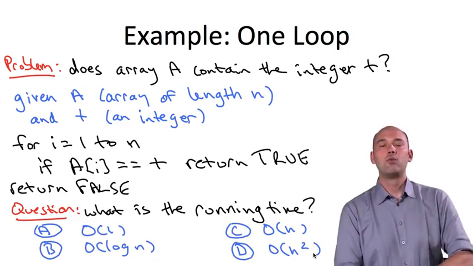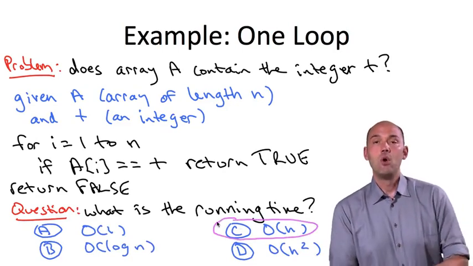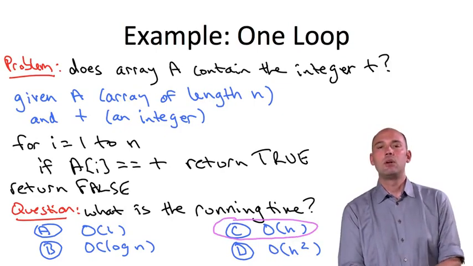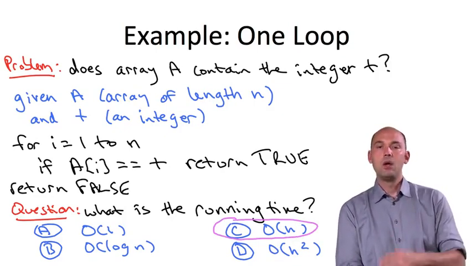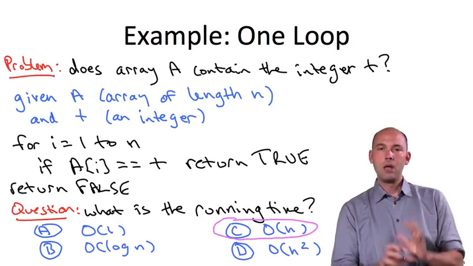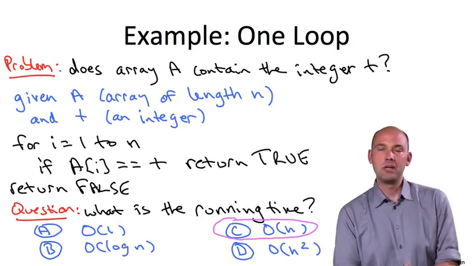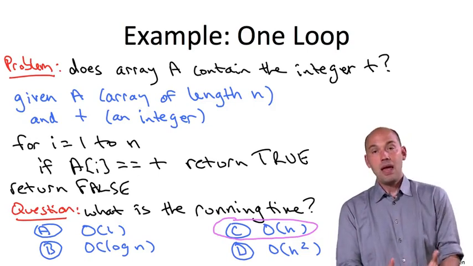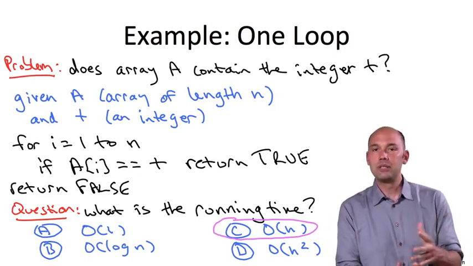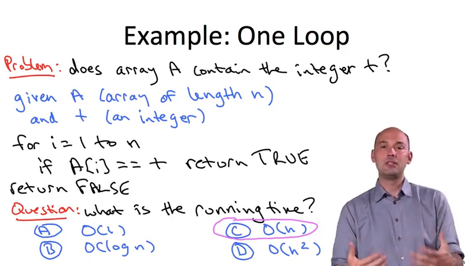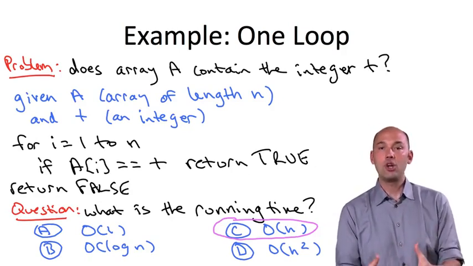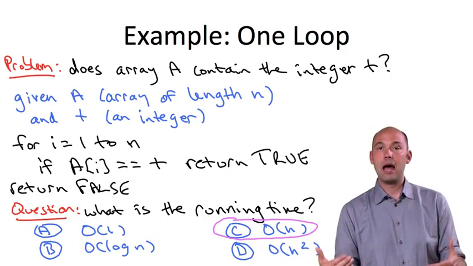So the answer I'm looking for is C, big O of n. Or equivalently, we would say that the running time of this algorithm is linear in the input length n. Why is that true? Well, let's think about how many operations this piece of code is going to execute. Actually, the lines of code executed is going to depend on the input. It depends on whether or not the target t is contained in the array A, and if so, where in the array A it lies.